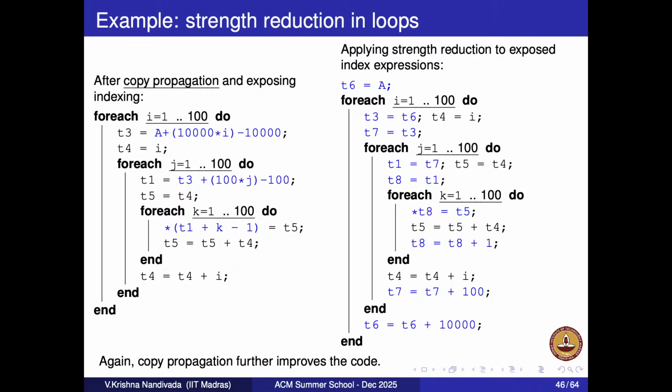We can do further copy propagation and improve it further. See, there are a lot of unnecessary copies which can be simplified. But that's for later. Remember, we started with 2 million multiplications. How many multiplications now? 0. We started with 3 million index operations. How many index operations? Gone.